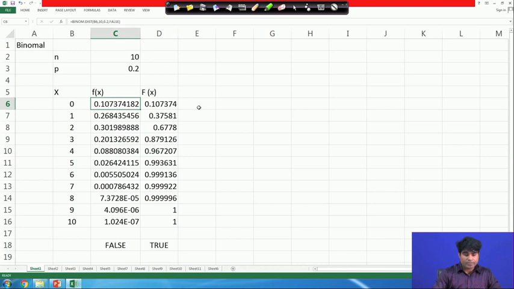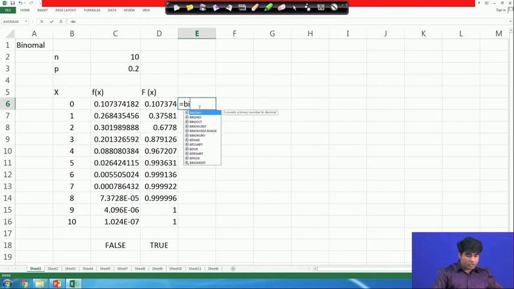What will you do here? Let us say I will just show you how it is coming. So let us put an equal sign, then you put binomial distribution. By default the binomial distribution will come like this. It will ask you to put the numbers, that is n, which is nothing but 10.